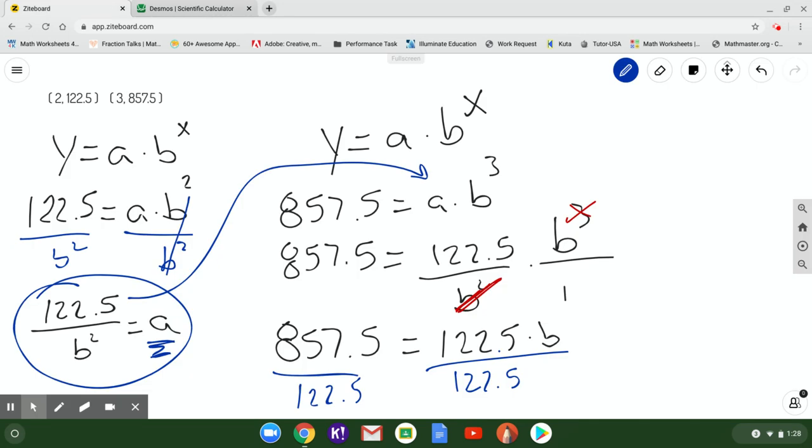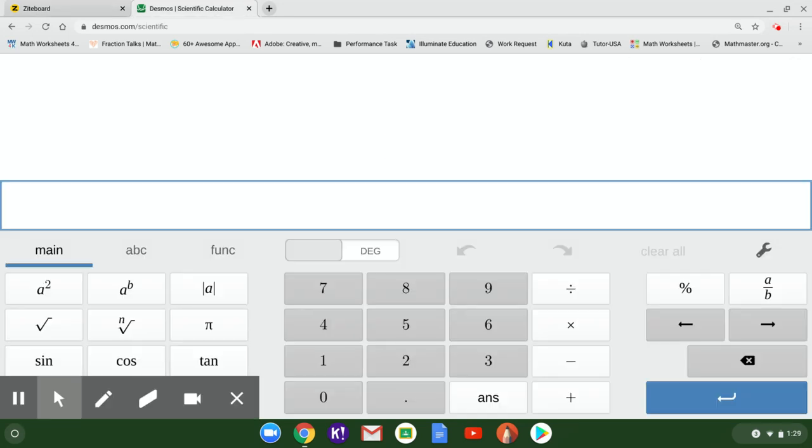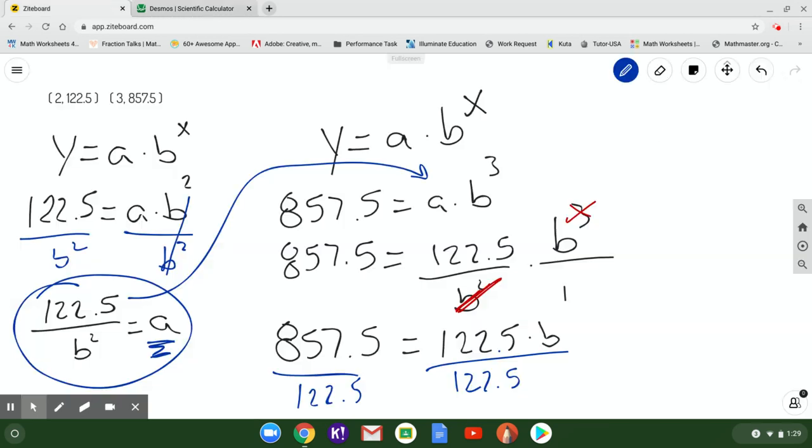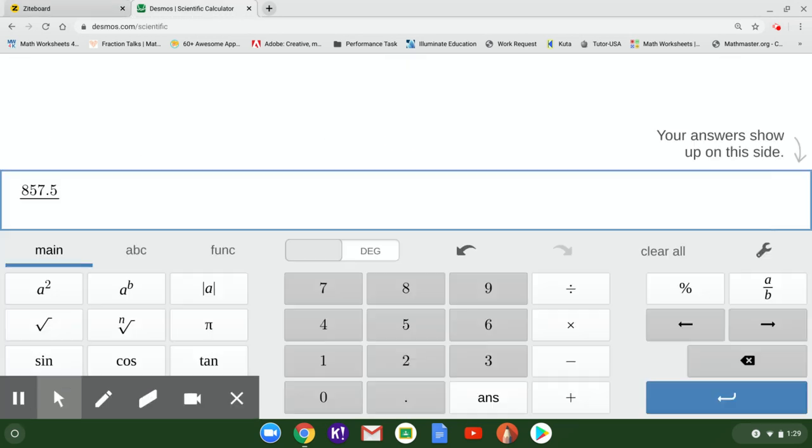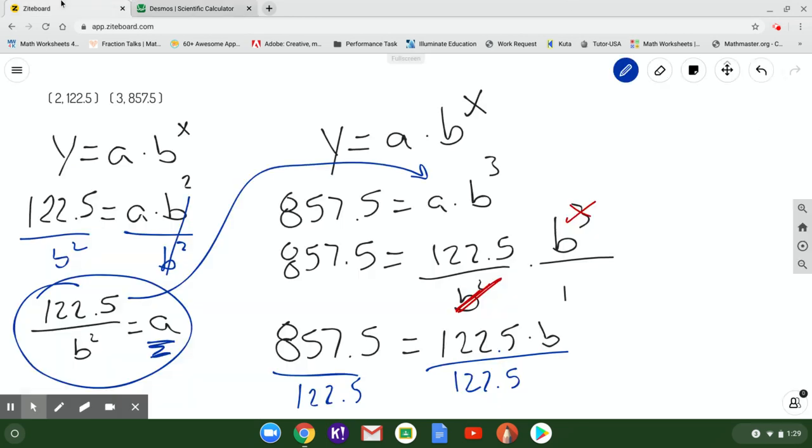So I had 857.5 divided by 122.5, and I get the answer is 7. So that was nice. So b equals 7.